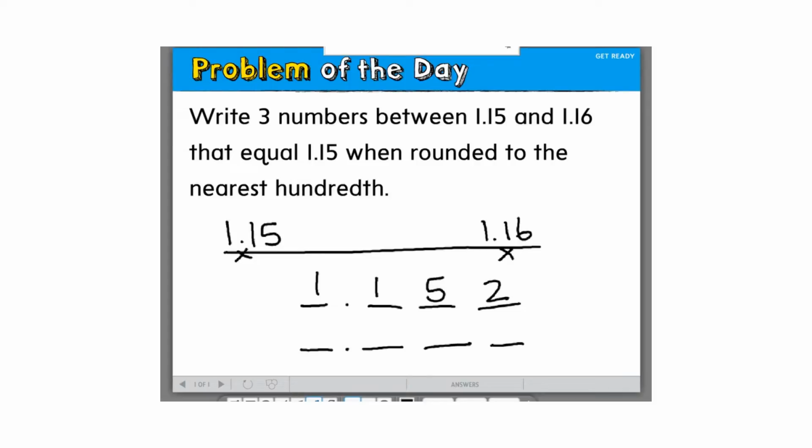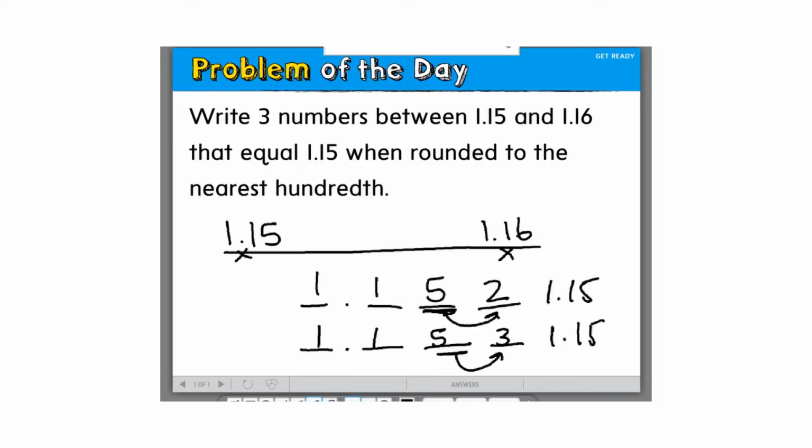1.152. So 1 and 152/1000ths. Here's the hundredths place. If I look to the right, I would round this number. Oh, sorry, thousandths. Thank you. So if I round this number to the hundredths place, look to the right, I would get 1 and 15/100ths. So that's a good answer. What's another one? There's more than one right answer here. Hamza, what do you think? 1 and 153/1000ths. So if I look to the right, I would get 1 and 15/100ths again.